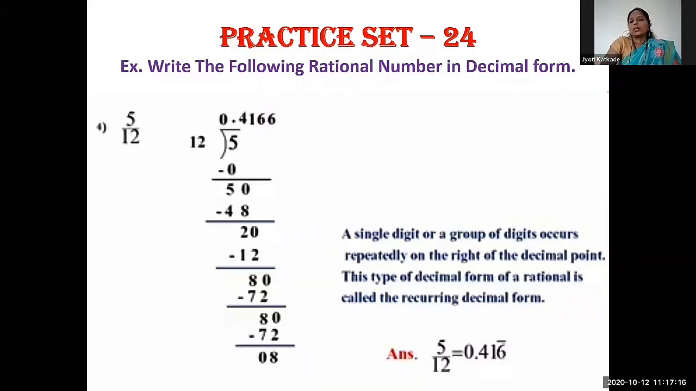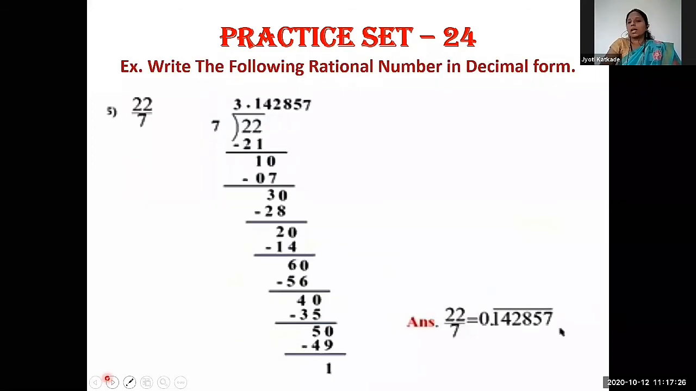All of you understand, students, this example? Yes, Miss. Okay. I think all of you understand the two types, that is terminating decimal form and recurring decimal form. There are more examples in your practice set 24. All of you solve these examples. These are for your homework.